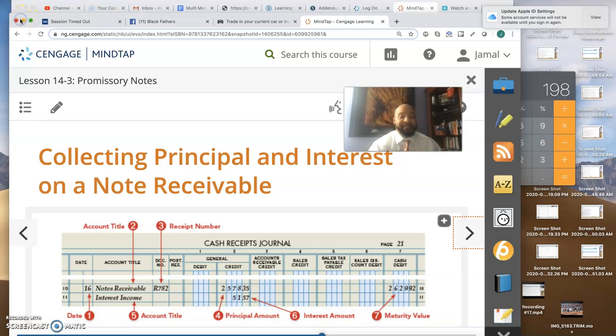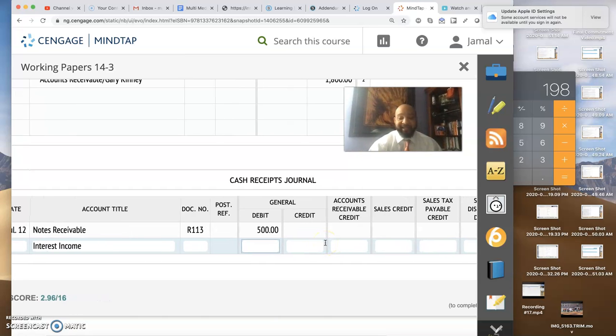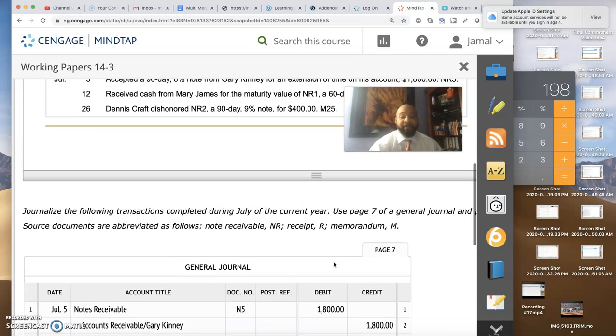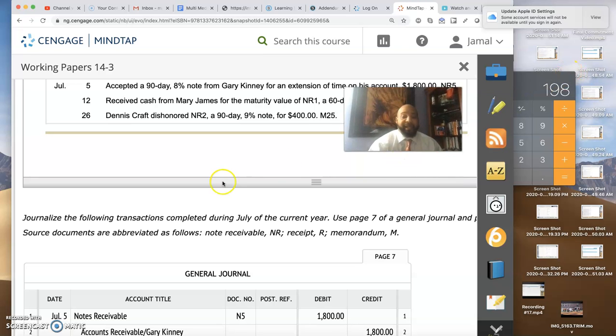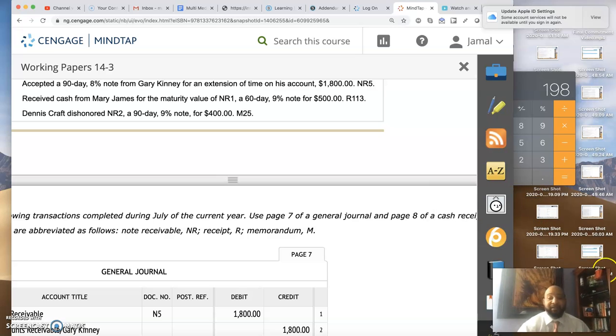Let me minimize this. All right, so I don't need my date again because this is all one entry, just 2 lines for the interest income. I don't need to put that in there again. And so this won't just be 500. Let's find out what our interest is. So they had a payment of $500 at 9% interest over 60 days.